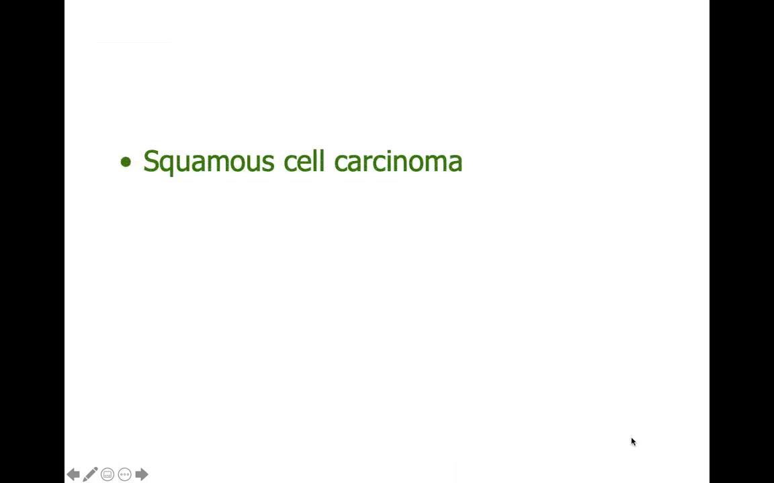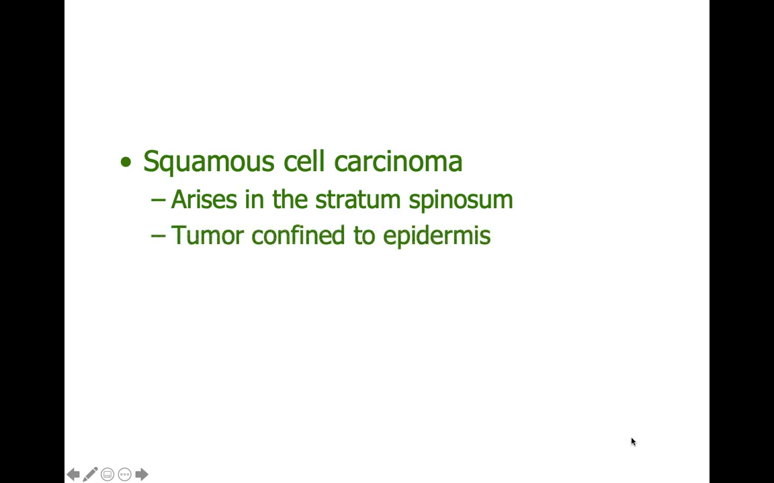when we look at it in reference to other cancers that are much more invasive and can do much more damage. Our second type of skin cancer is a squamous cell carcinoma. These arise in the stratum spinosum, which is a layer of the epidermis that's located between the stratum basale that we talked about and the stratum corneum. The tumor is confined to the epidermis. It doesn't grow down, doesn't grow deep into the layers of the skin. It just stays very superficial to the surface of the skin.